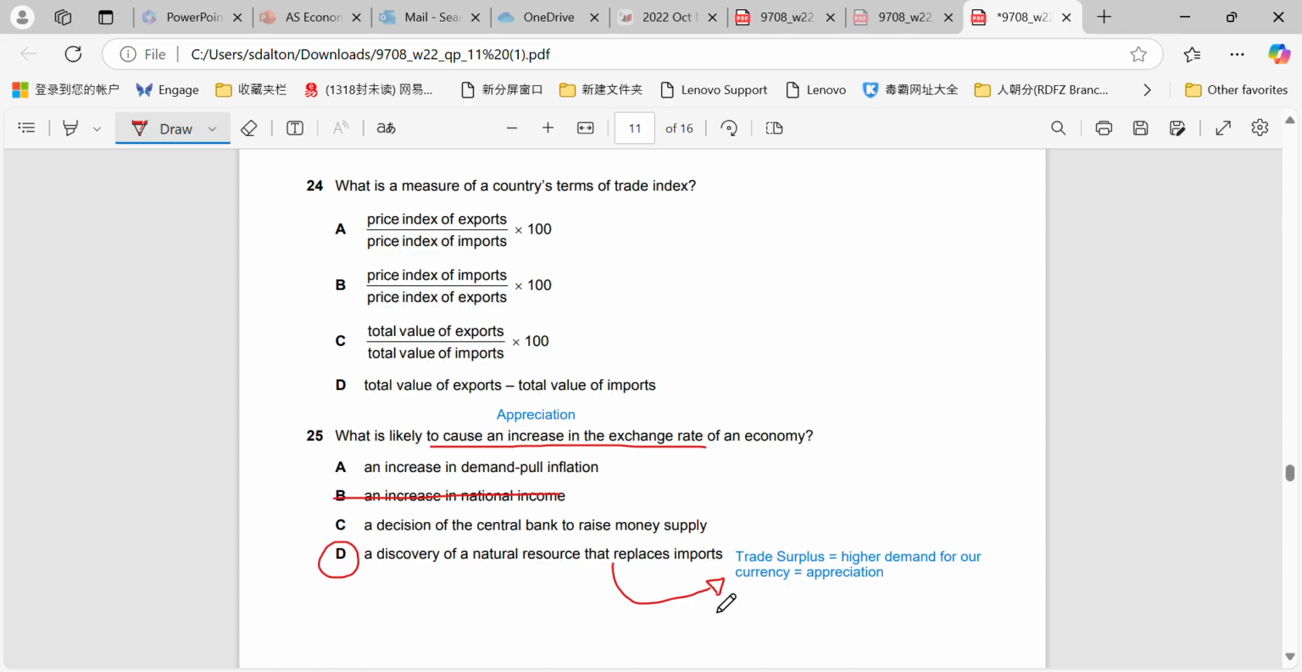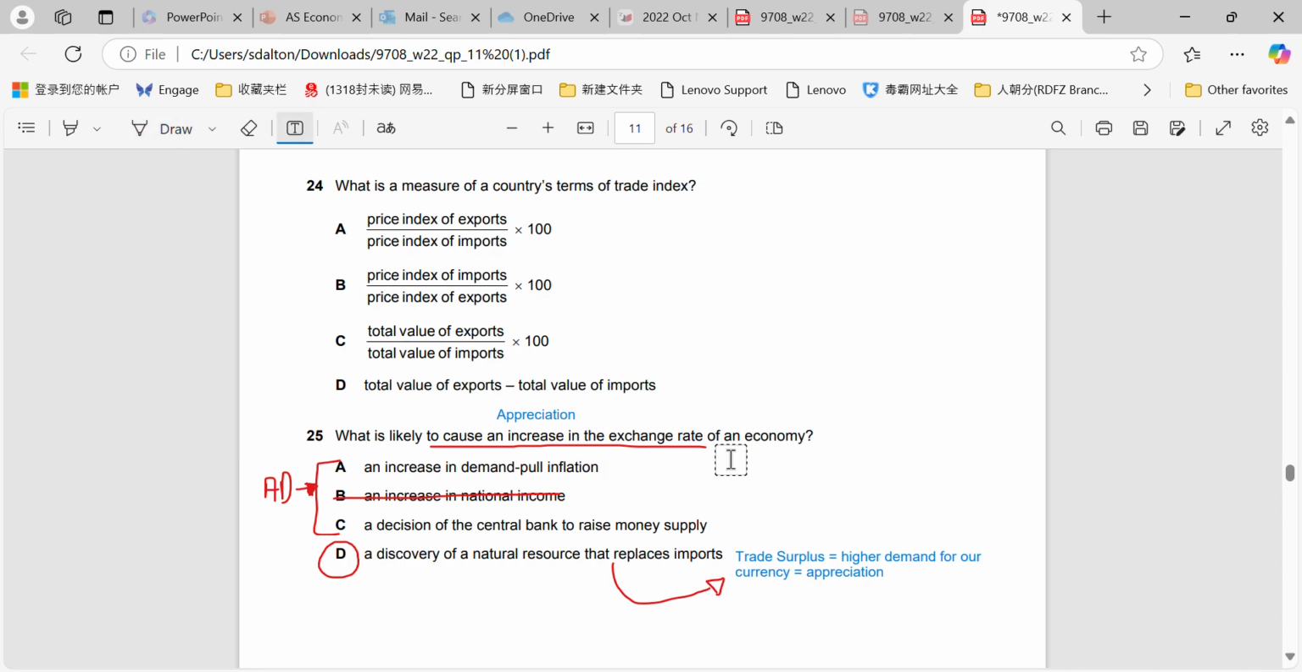If our imports go higher, i.e. if we have a trade deficit, what that does is essentially it results in us having to sell more of our currency, which actually depreciates the currency. So for example, if we look at A and C, both A and C are going to have AD moving to the right, and both of them, increase in money supply or demand pull inflation, are possibly going to be inflationary, right? Increasing money supply can also make the inflation rate hard to control.